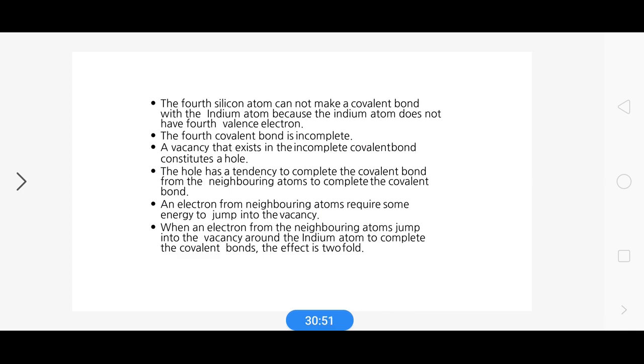Means the fourth covalent bond is incomplete. Means there is only 1 electron. It is an incomplete covalent bond. The vacancy that exists in the incomplete covalent bond constitutes a hole. That is, the vacancy of an electron, or the absence of an electron, is called a hole.